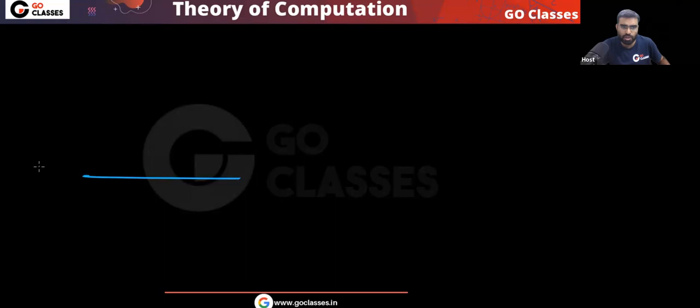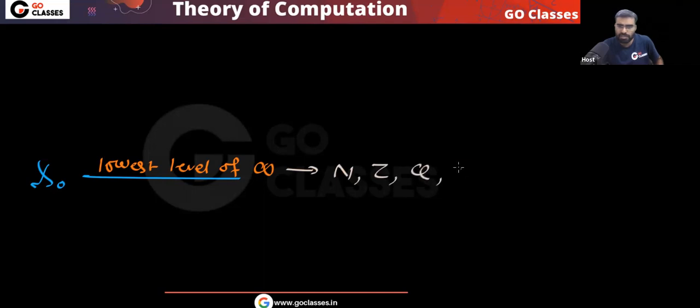Here, I can say this is your ℵ0. This is your ℵ0, meaning the lowest level of infinity, right? I can say this is the lowest level of infinity. Okay. Now, on this lowest level, these things are there. All of them you have here.